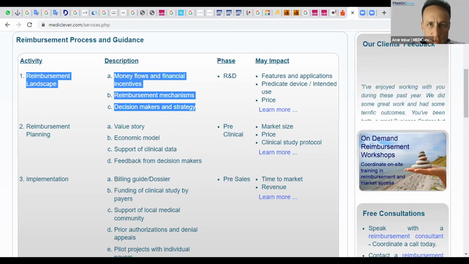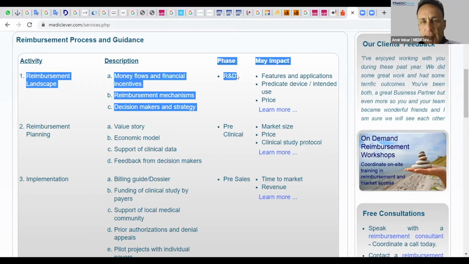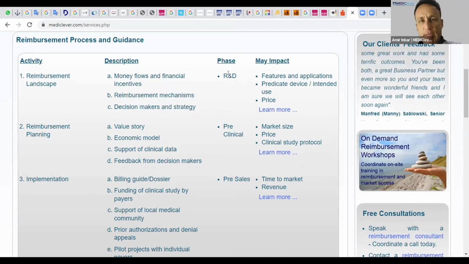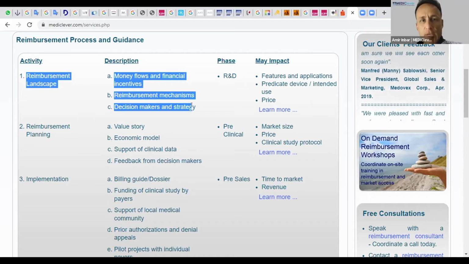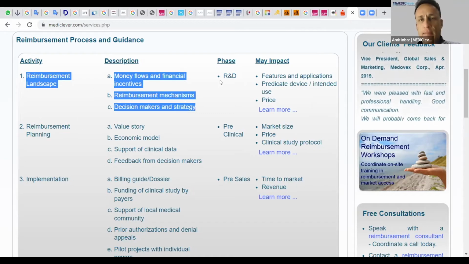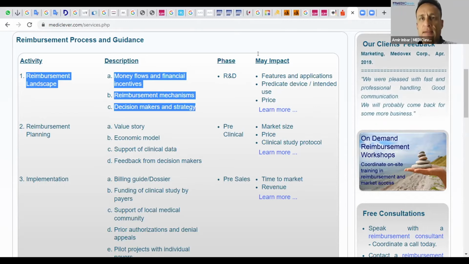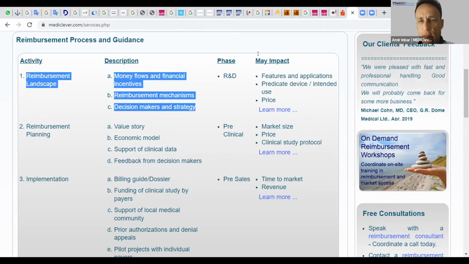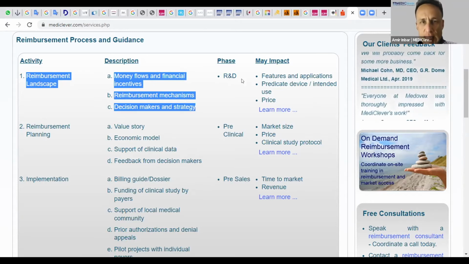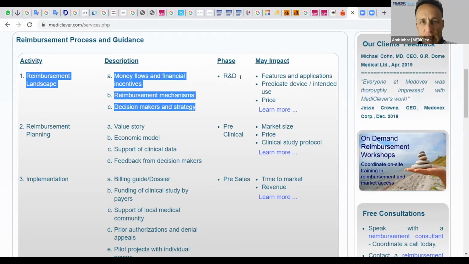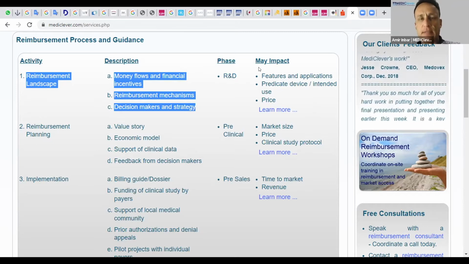Okay, first of all, it says here phase R&D because this is the phase of the company in which it is recommended to conduct activity one, because the results of this activity one might even impact the design of the developed product or the features of the product. So it should be done at a very early stage, even when the company is still in its R&D phase.